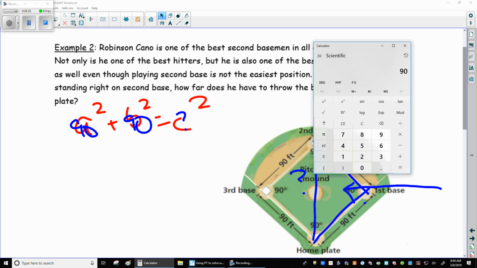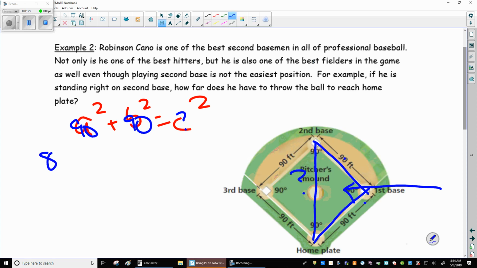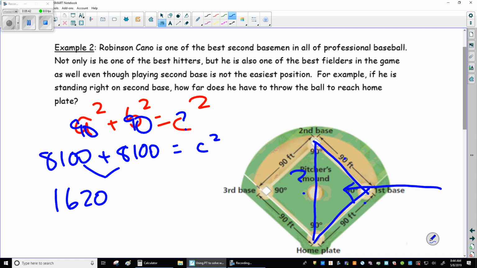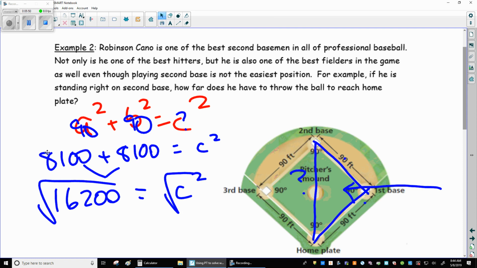9 times 9 is 81, so this should be 8100, right? 8100. Look at it. 8100 plus another 8100 is c squared. When I combine those two, because again, I'm just solving an equation, I'm doing some simplifying. 8 and 8 is 16, 1 and 1 is 2, so this is going to be 16200 is c squared. And here's where I definitely need a calculator. No idea what that is.